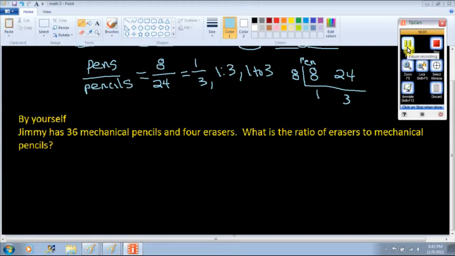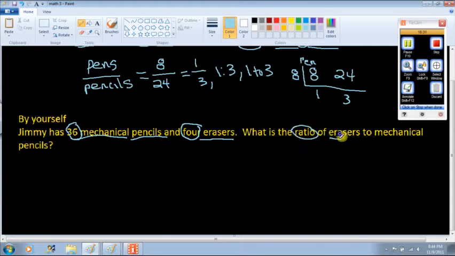Alright, so I hope you paused it and tried to do this problem by yourself. I'm going to go ahead and circle the important information. 36 mechanical pencils. Again, this problem's trying to trick us because it says 4 and it's in word form, but it's the number 4. And remember, we get our ratio from the question, and the question says what is the ratio of erasers to mechanical pencils.